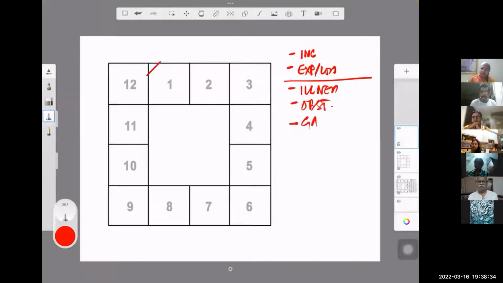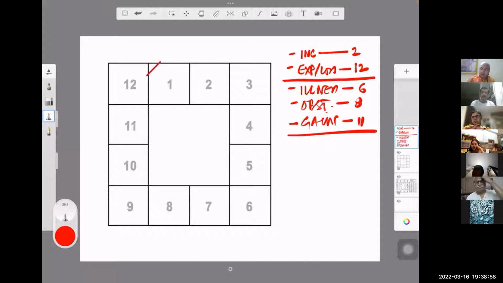Let us talk about gains. Let's just take these many cases. So when we talk of income, which house do we look at? 2, correct? When we look at expenses or loss, which one do we look at? 12. I've purposely drawn this line for a reason, you'll understand just now. Illness 6, obstacles 8, gains 11, correct? Are we clear over here? Now, this is a very important facet in calculation, okay?